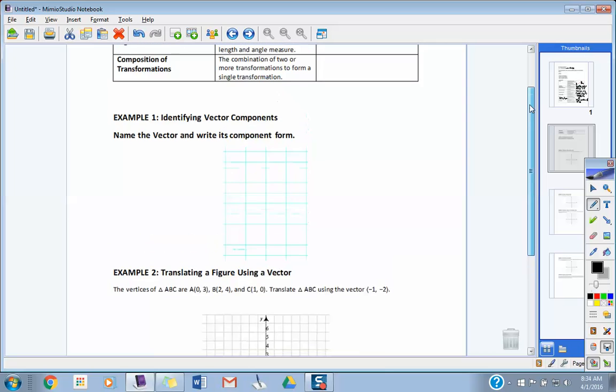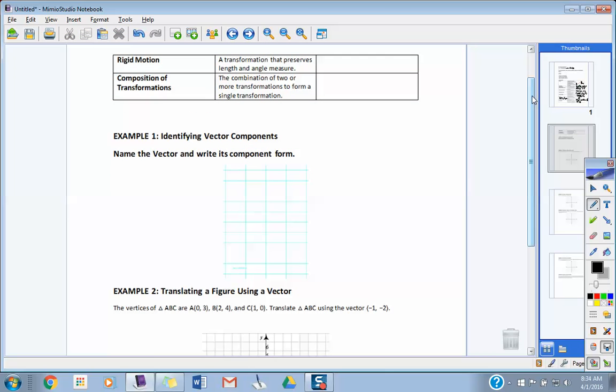Oh, that didn't copy very well at all, did it? Whew. Rigid motion. Okay, volunteer to read that for me? Go for it, John. Okay. We're reading rigid motion, right? Yep. Okay. The transformation that preserves length and angle measured.